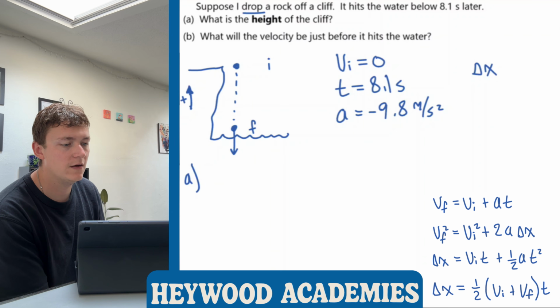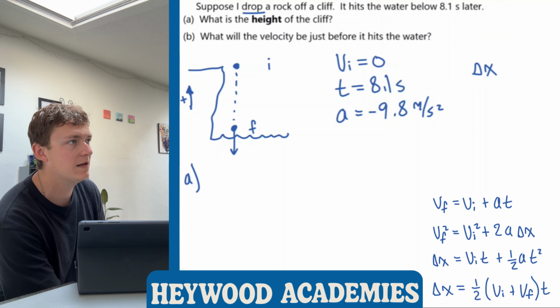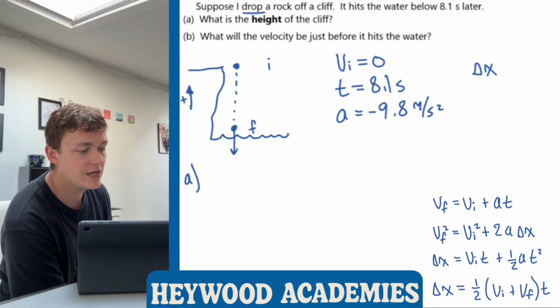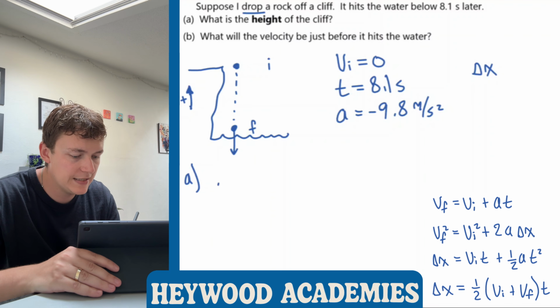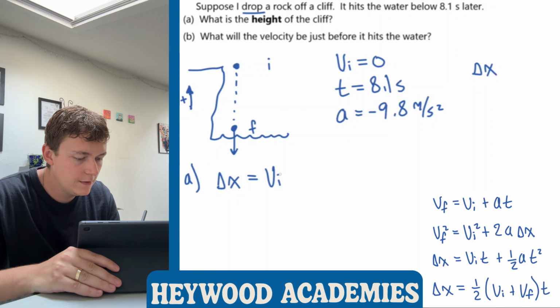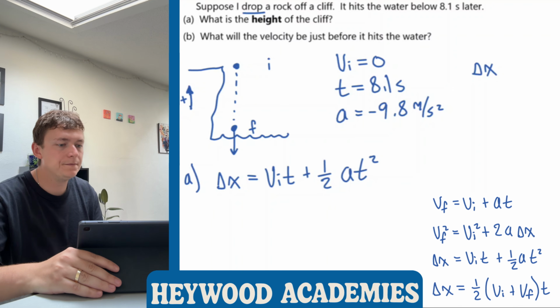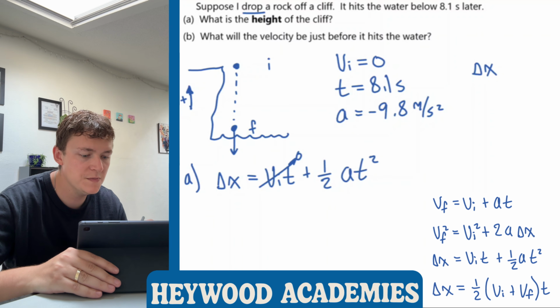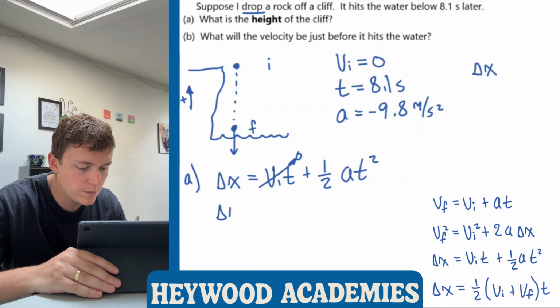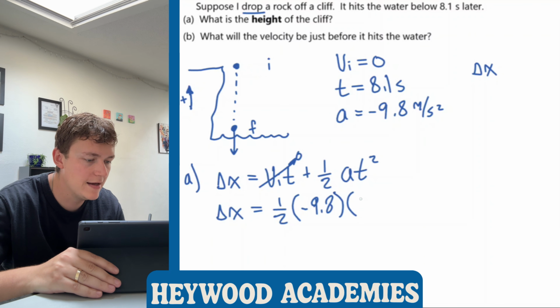For part A, we don't have the final velocity yet, and we're not asked to solve for it yet. So we can exclude that from our options of equations, and find one that does not have the final velocity, which is this one. Delta x is equal to v_i t plus 1/2 a t squared. Again, we have the initial velocity as 0, so that's going to kill both of those terms. Those will go straight to 0. Then we can plug in our other numbers here: 1/2 times negative 9.8, and the time was 8.1 squared.